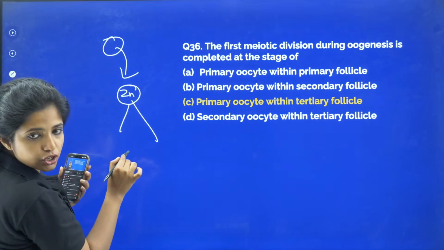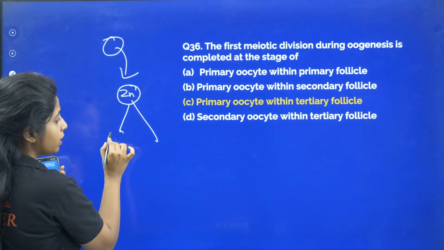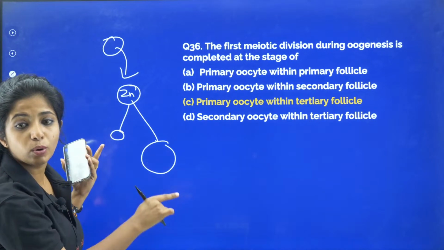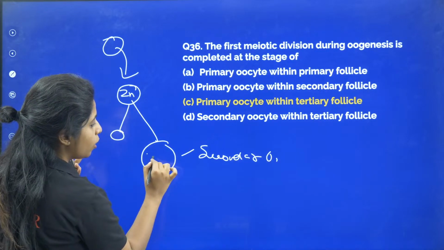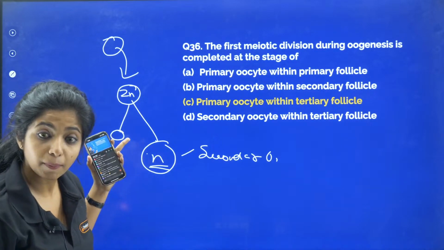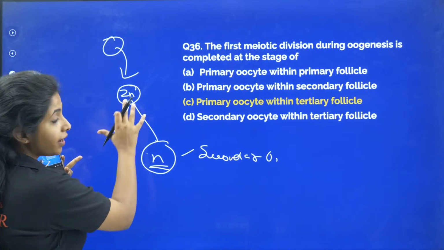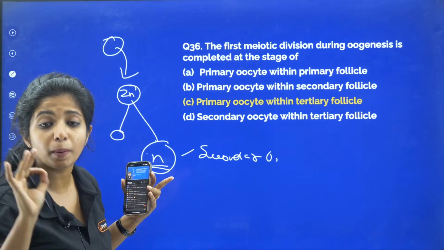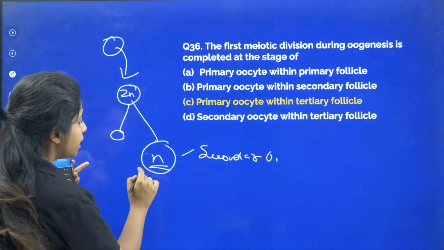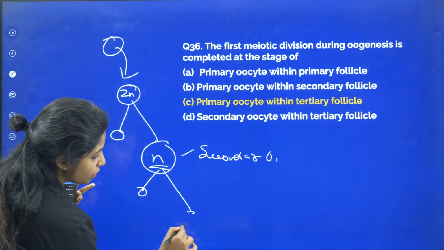The primary oocyte is going to undergo meiotic division. This is what? 2N stage. It is undergoing meiotic division. One small cell, one big cell. Unequal division. This is known as secondary oocyte. What is the stage? N, haploid. It has become haploid now. So if you are asked about ploidy of primary oocyte, it is diploid. It has 6.6 into 10 to the power 9 base pairs. Always remember that.